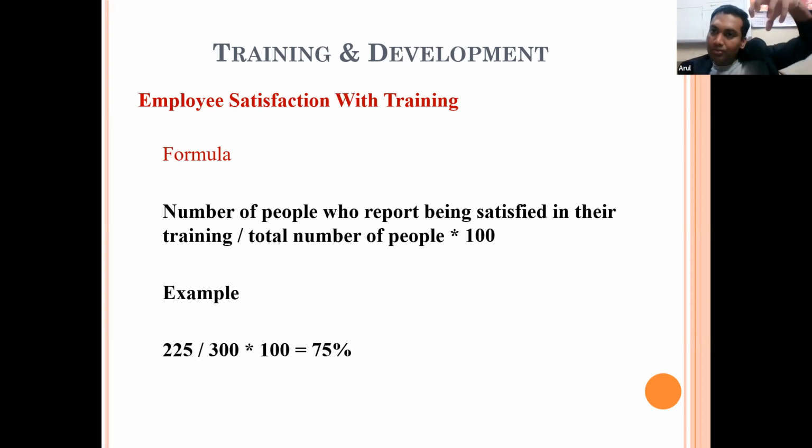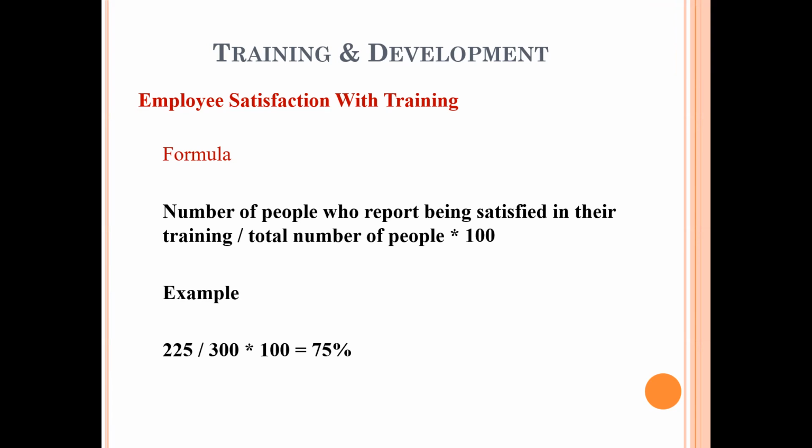So either we can go for one form, or the same one form with part A and part B, or otherwise we can go for two different questionnaires, and we can measure it and justify it. One is training effectiveness, another is employee satisfaction with the training. It's up to the respective organization. Got it, all of you? Got it, ma'am? Yes, sir.